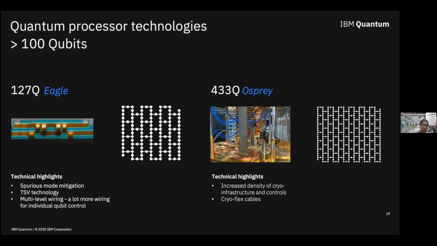Then next year, what we're planning to do is drive towards 433 qubits. So that's Osprey, where we really see that as a system integration challenge in terms of cryo infrastructure and the total amount of room temperature controls. And so kind of pushing the envelope there in terms of what we'll be able to achieve with things like even cryogenic flex cables will help to enable that 400 qubit level.